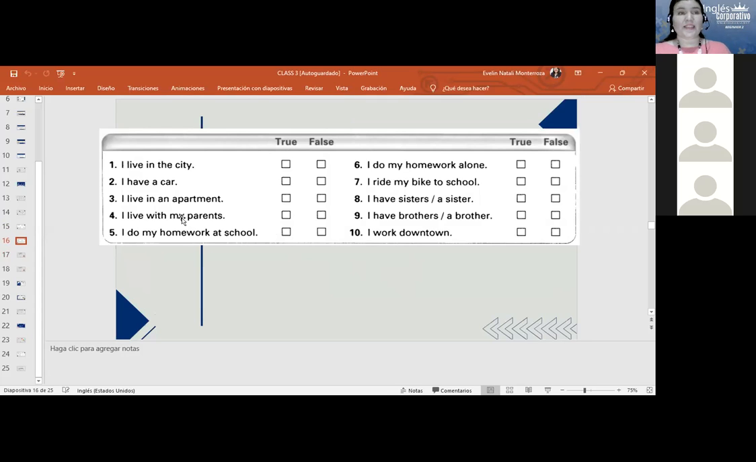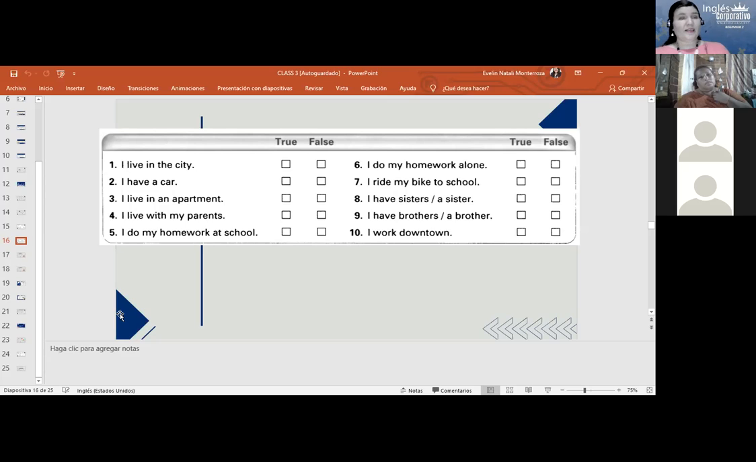The first one says, I live in the city. True or false? True. Or if you live in the countryside, that's also correct, right? Si viven afuera de la ciudad, in this case, it's false. So Juan Hernandez says true. Máximo? I live in the city. Yes or no? Maybe it could be I live downtown, that you live in the center of the city.